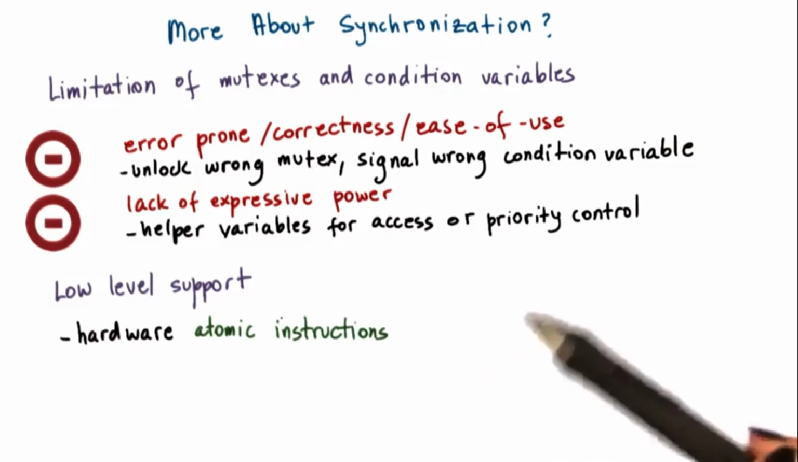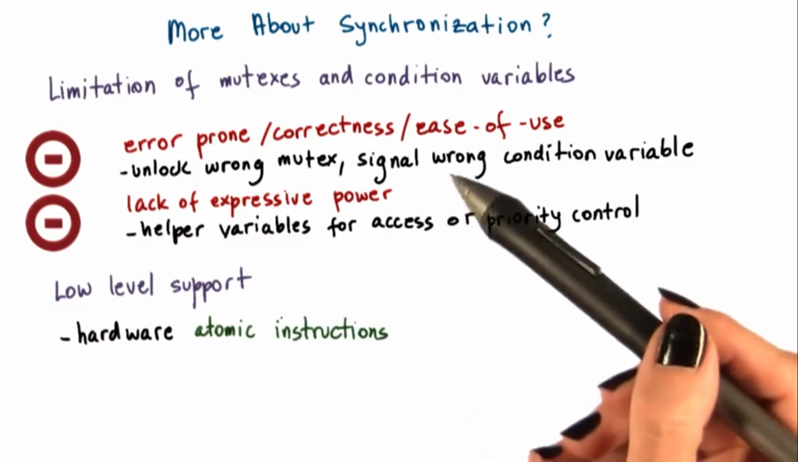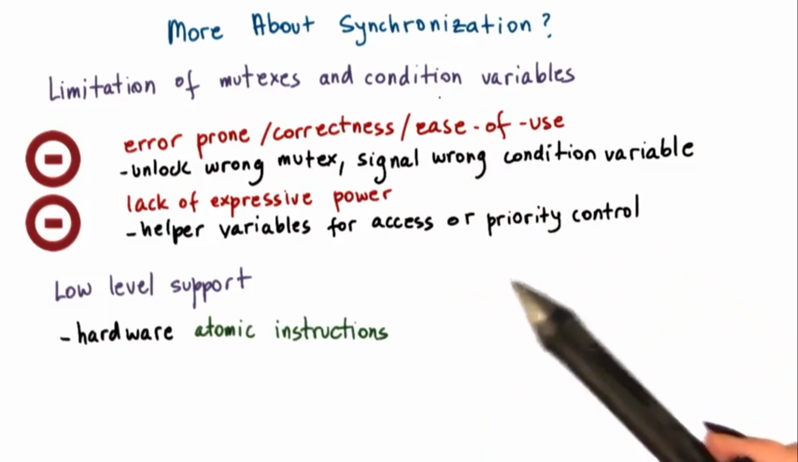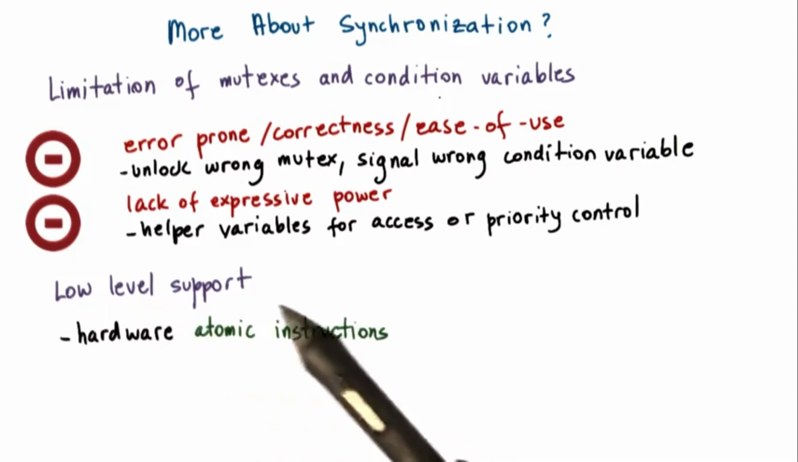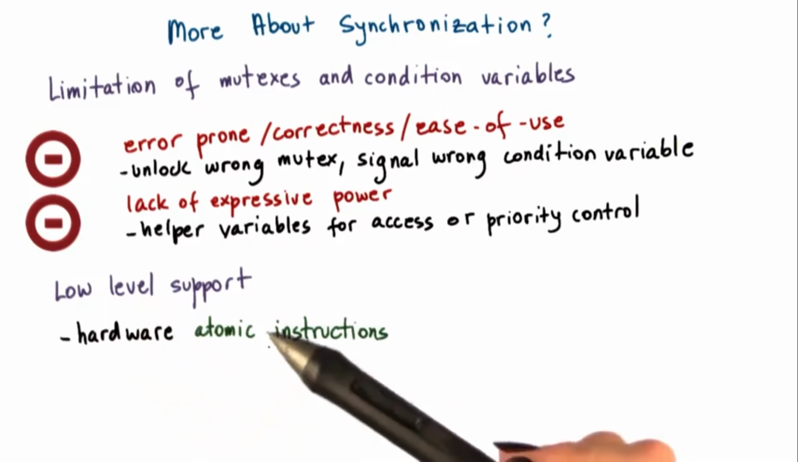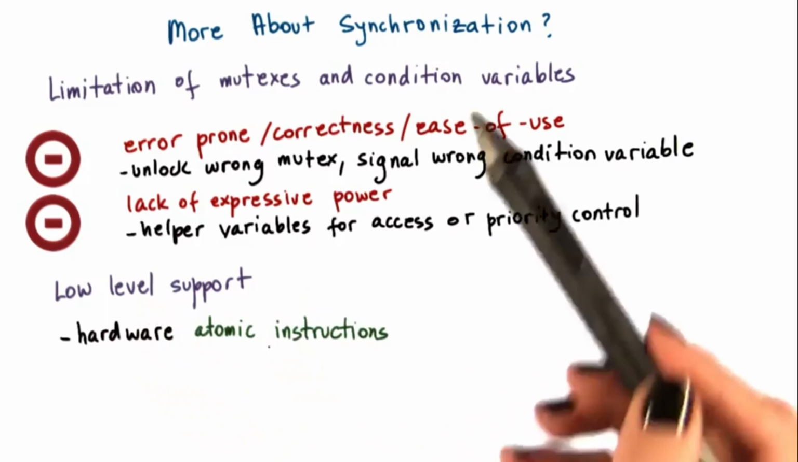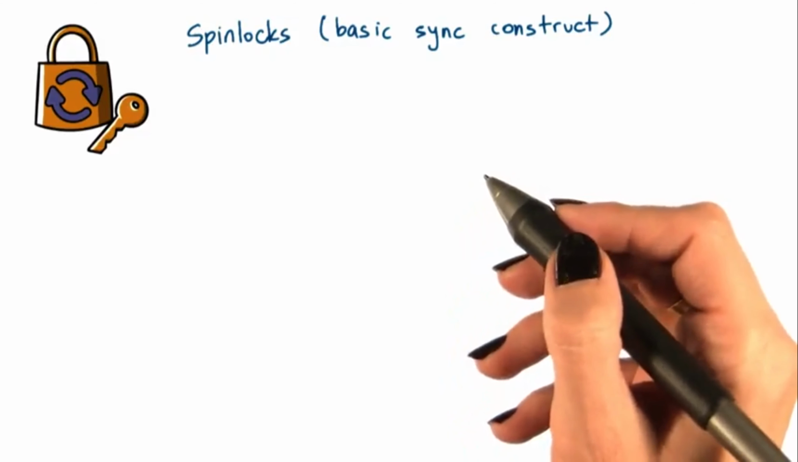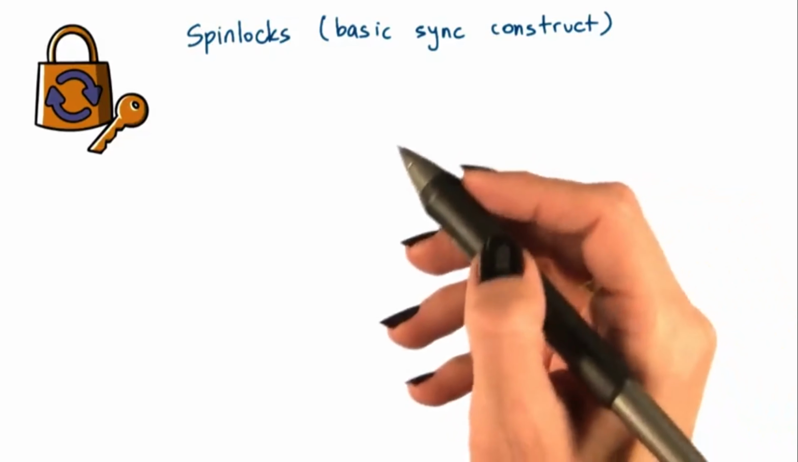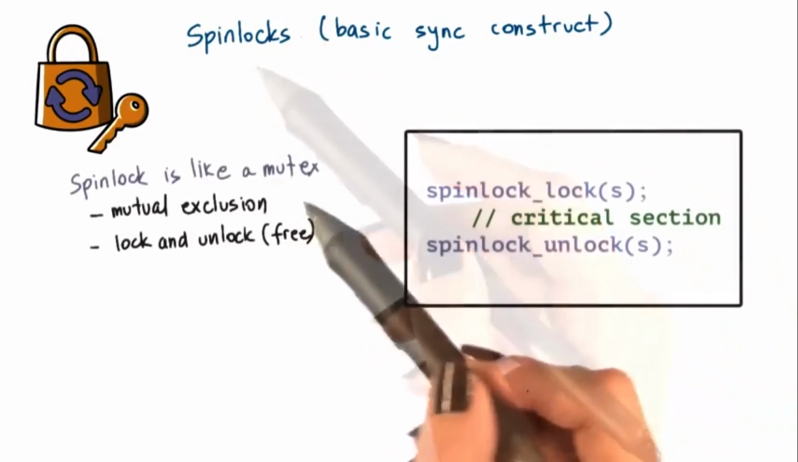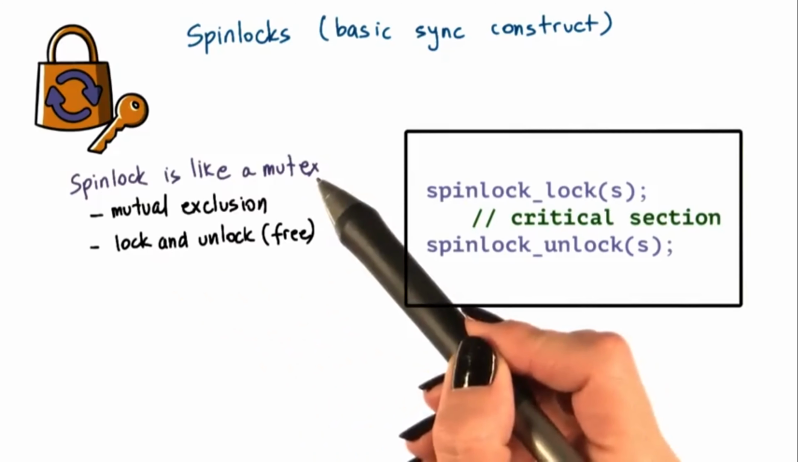What we will do is look at a few other constructs, some of which eliminate some of the issues with mutexes and condition variables. And also we will talk about different types of use of the underlying atomic instructions to achieve efficient implementations of certain synchronization constructs. One of the most basic synchronization constructs that's commonly supported in an operating system is the spinlock. In some ways, spinlocks are similar to a mutex.